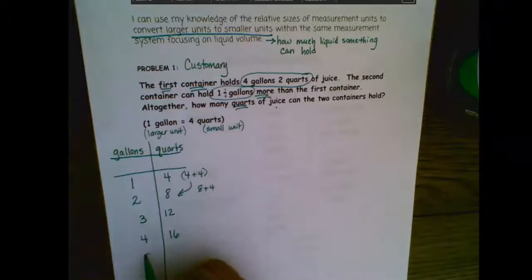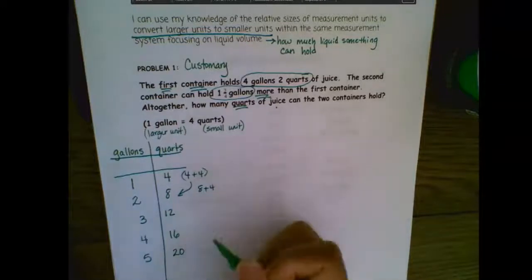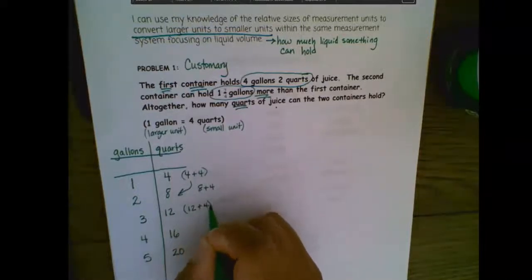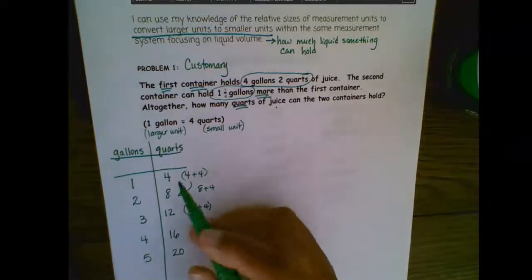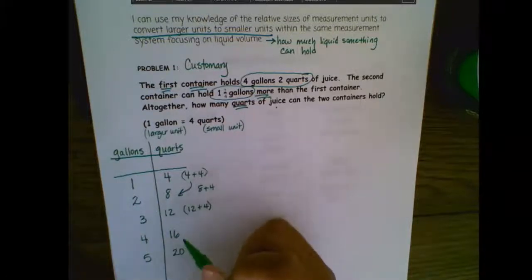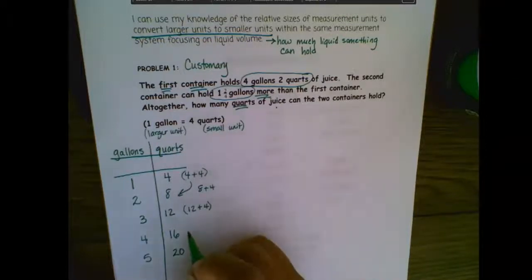If I have 5 gallons, it equals 20 quarts. And here I see the pattern. The pattern is every time I increase my gallon size by 1, I increase my quart size by 4. So I add 4 each time.